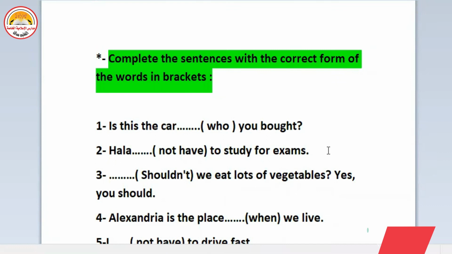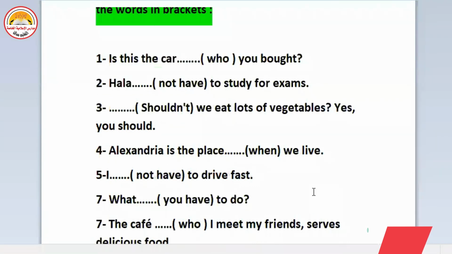Is this the car which you bought? Which you bought, very good, thank you. So number 1: Is this the car which you bought? Number 2. Hala doesn't have to study for exams. Very good, thank you, it's correct. So here number 2, Hala doesn't have to study for exams.